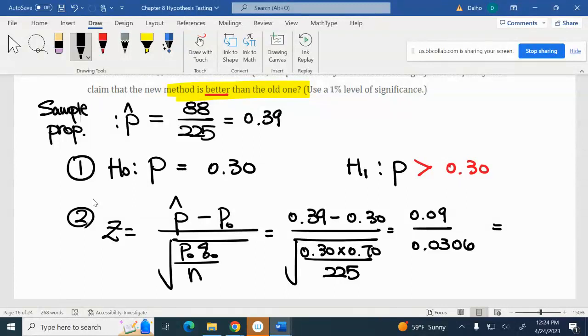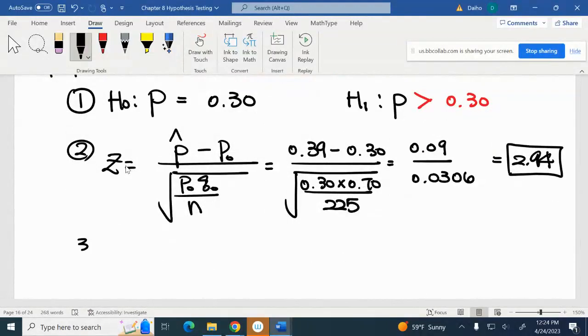How many decimal places for the z-score? Two decimal places, always two decimal places, right? So let me take 2.94. It is the test statistic.